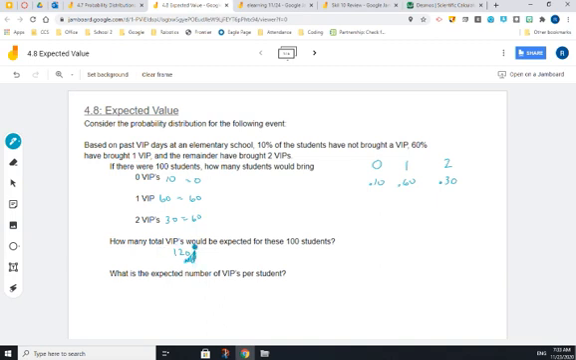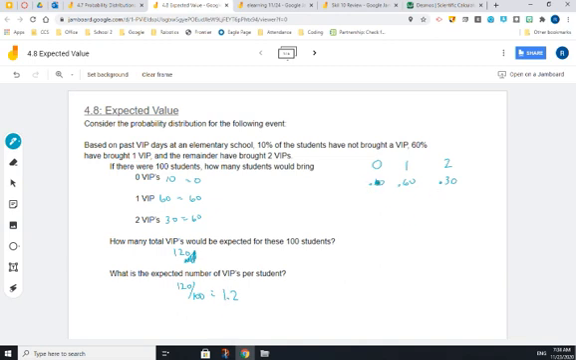So the answer to this question, how many total VIPs would we expect, would be 120. So how many would we expect per student? Well, there were 100 students, so we would expect 1.2. So the average that we would expect if we did this would be 1.2 VIPs per student.